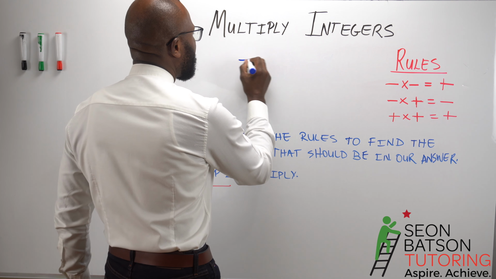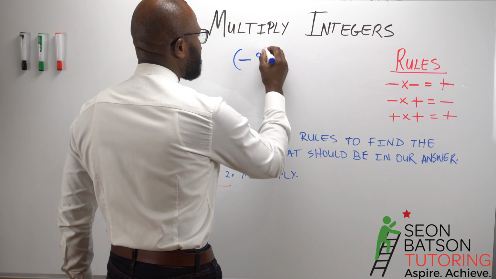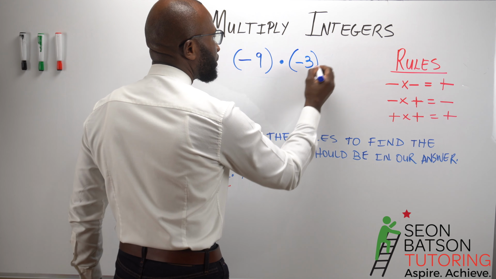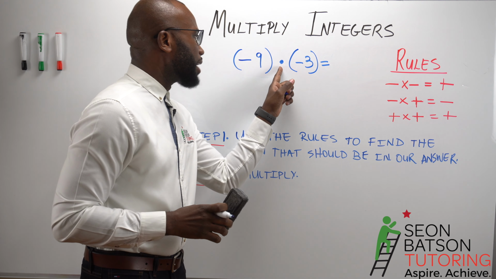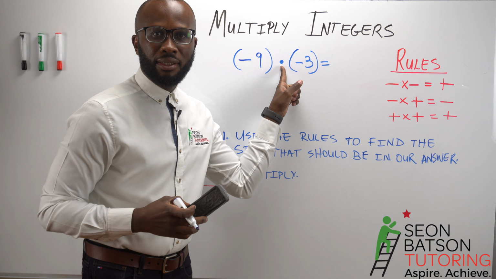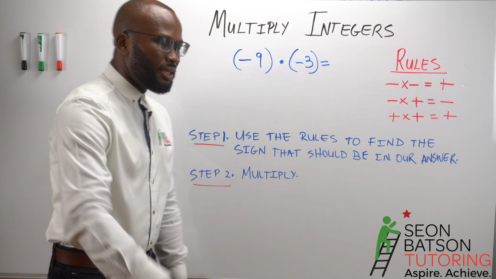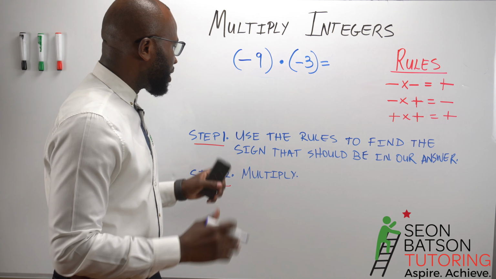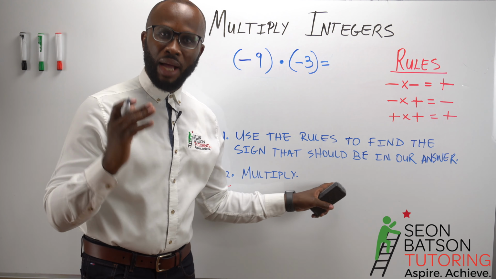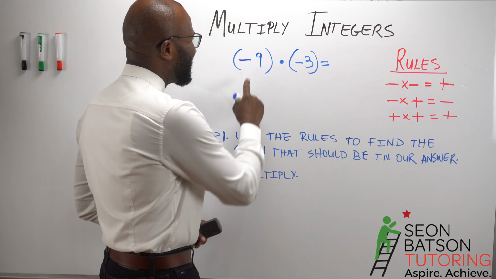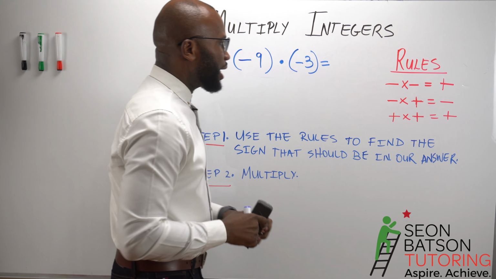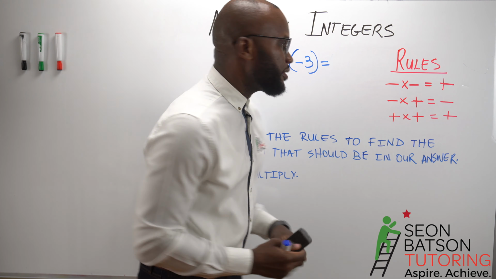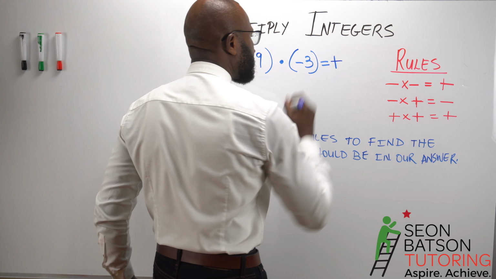Now, let's go to a second example here. Let's say we have a -9 times a -3. Note, this dot in the middle is also a multiplication sign, yes? Perfect. Now, step 1, we are going to use the rules to determine what sign should be in our answer. We are multiplying a negative by a negative. And the rule says if you multiply a negative by a negative, you will get a positive. So we put our positive sign first.